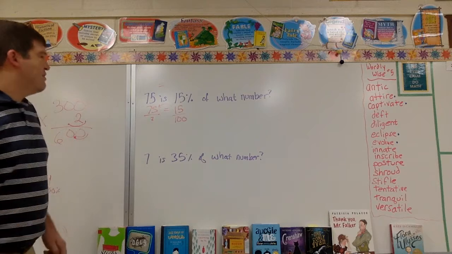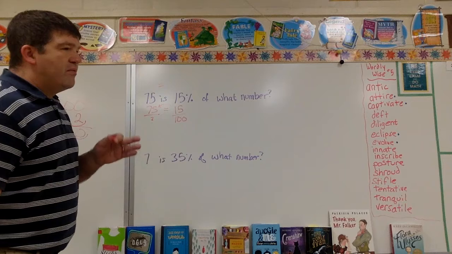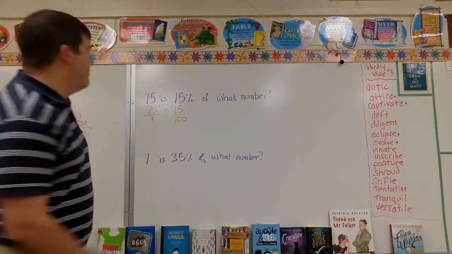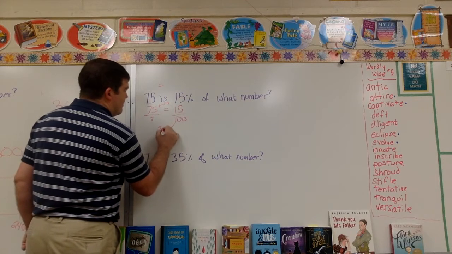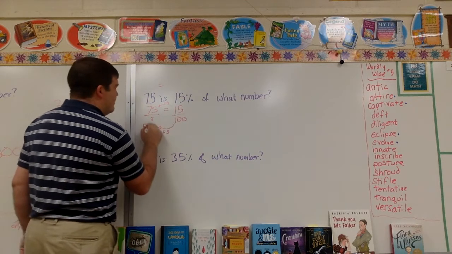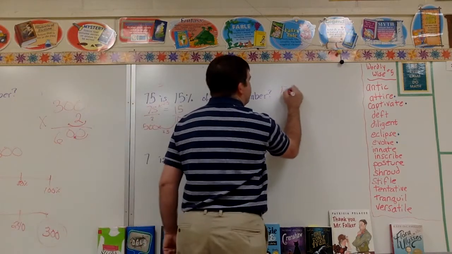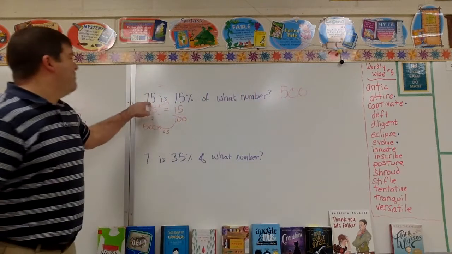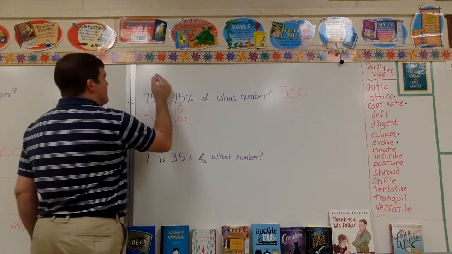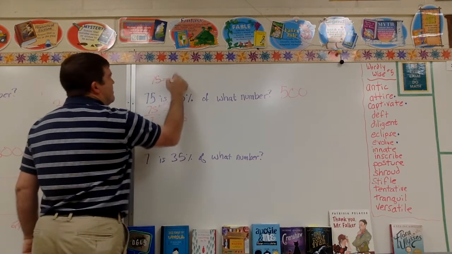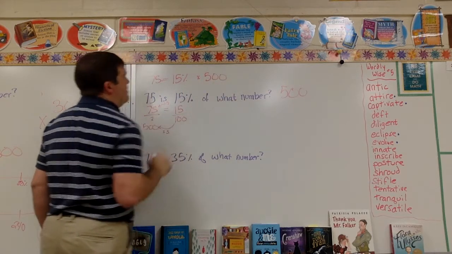Now 15 goes evenly into 75. 4 would be 60, 5 would be 75. So times 5. So then I got to do the same thing here. Times 5. 100 is 500. So I'm thinking 75 is 15% of 500. So I think it's this. 75 equals 15% times 500.